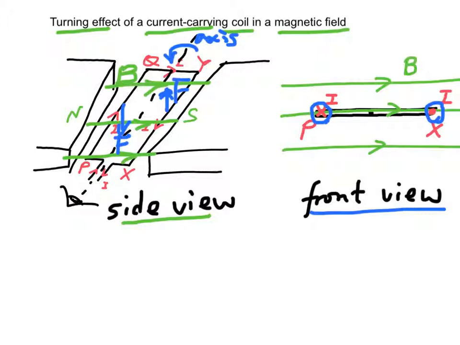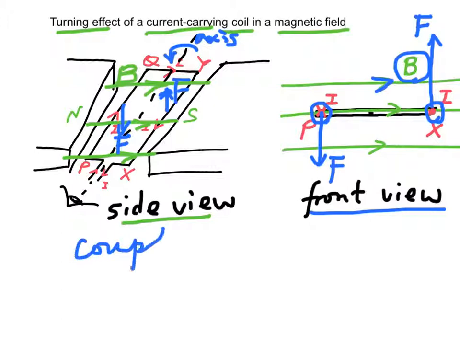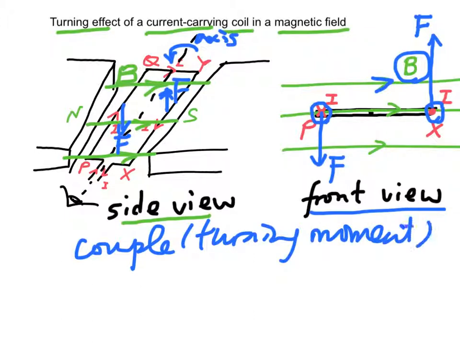Since the magnetic field is towards the right, by using the left-hand rule, we have the magnetic force acting at P will be downward, and the magnetic force acting at X will be upward. And the couple, or we say the turning moment, produced by this pair of forces will be equal to F times D, where D is the separation between these forces.